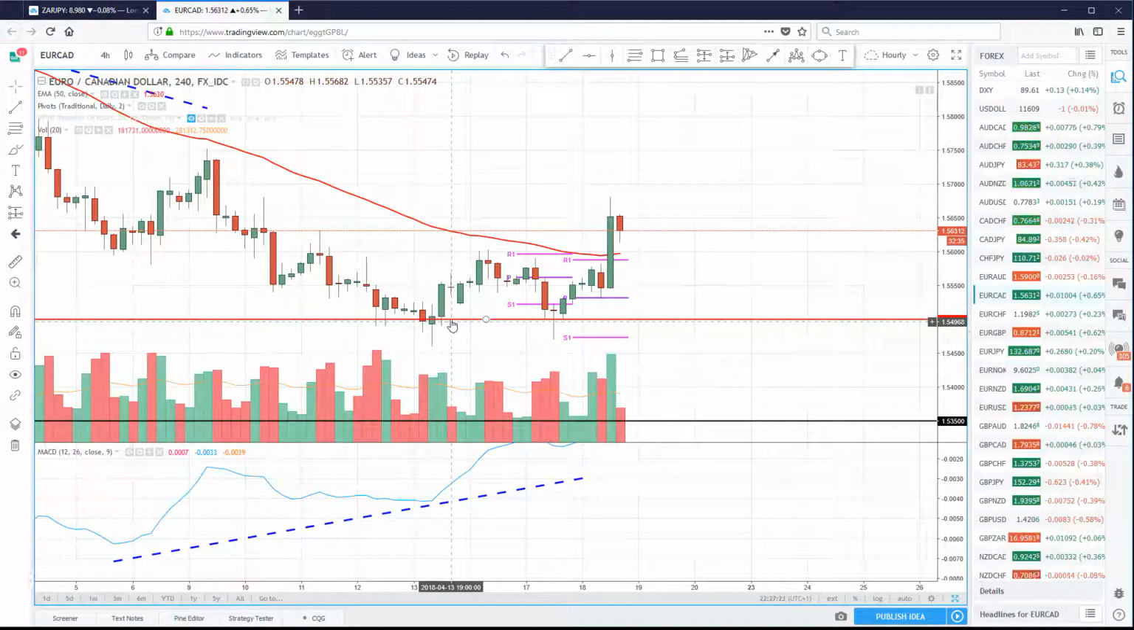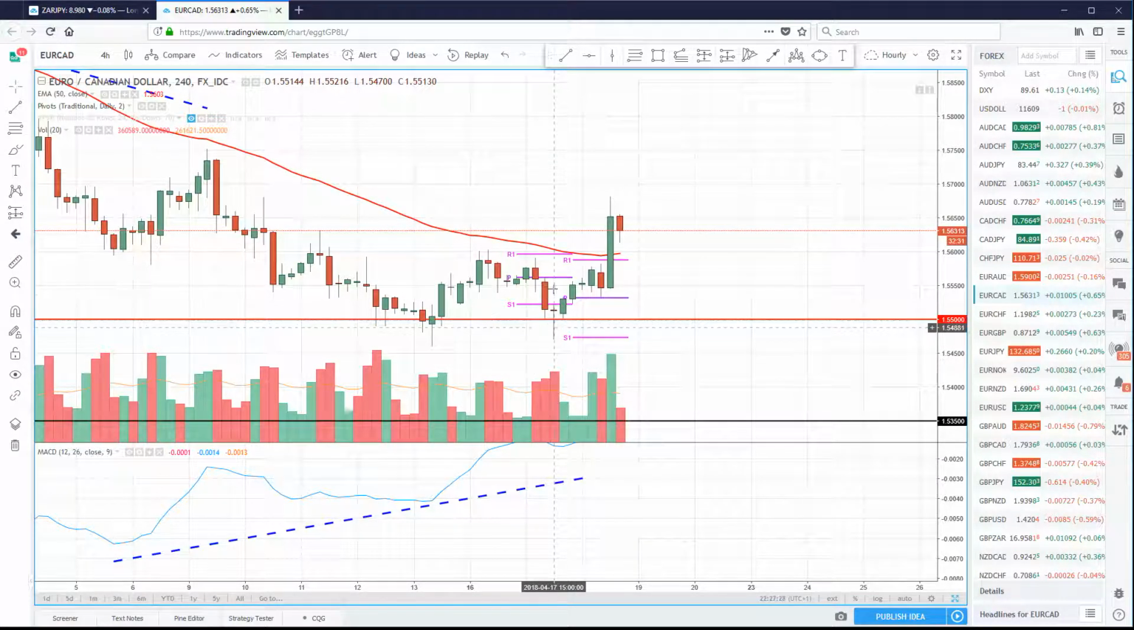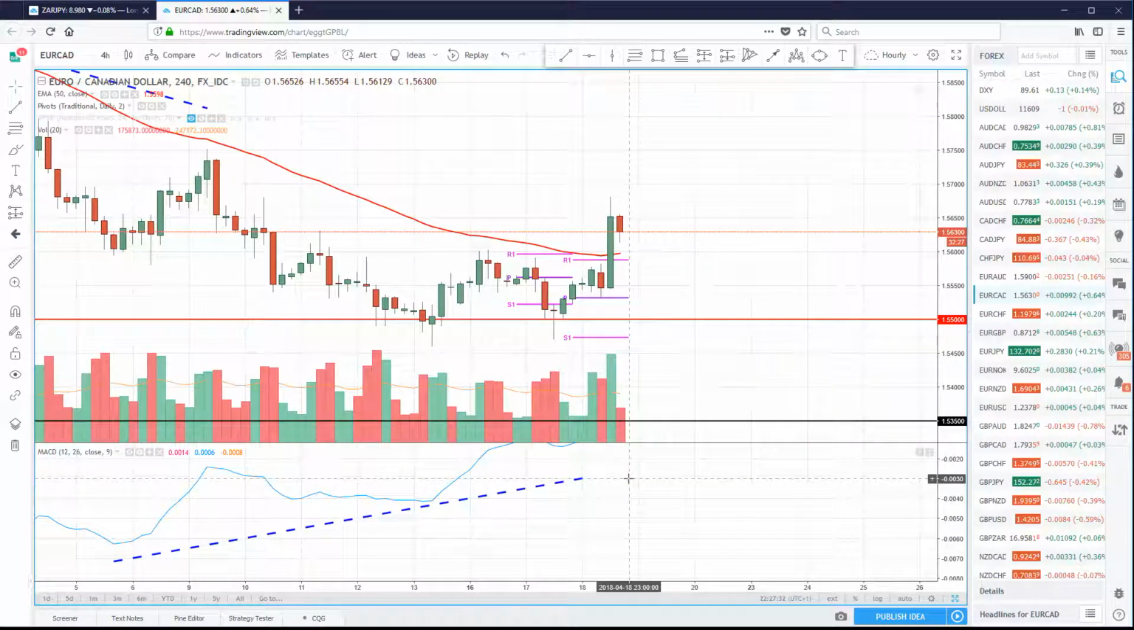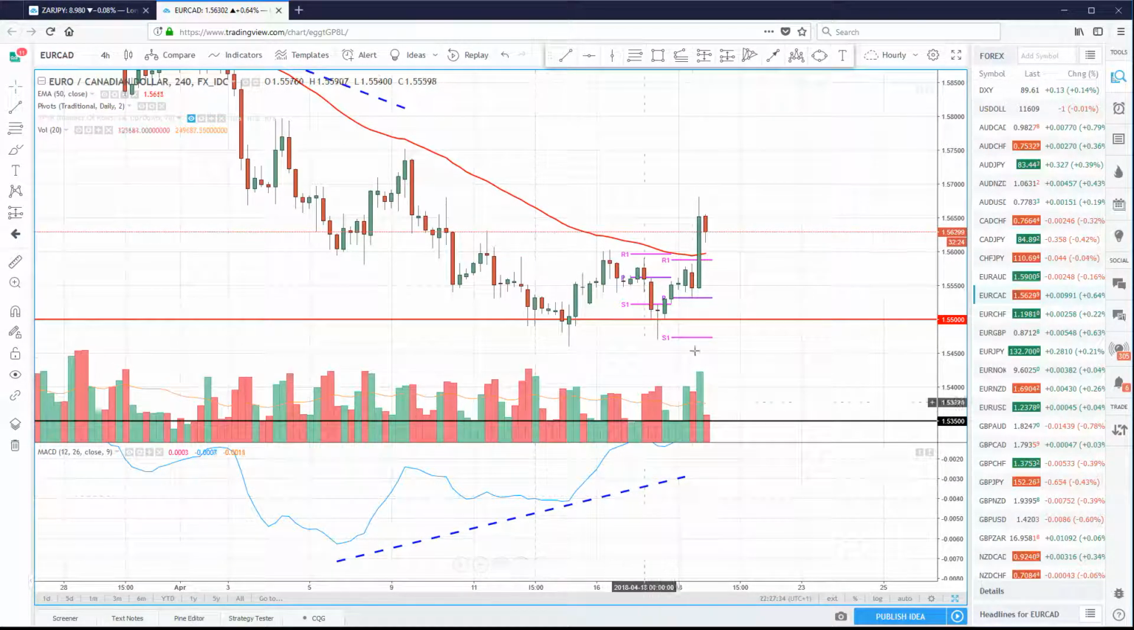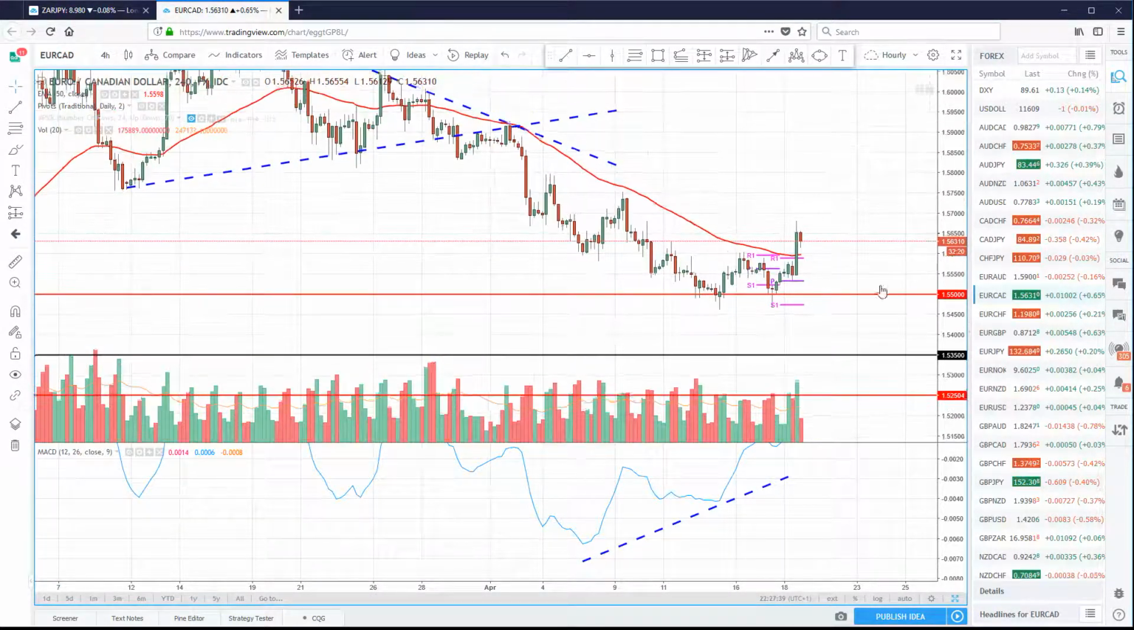Nice double bottom there, clean double bottom, high volume there, high volume here. So the rejections are good. Move up, then good bullish engulfing candle with great volume there. MACD divergence, bullish MACD divergence to the upside there. A break of the 4-hour 50 has been key there.